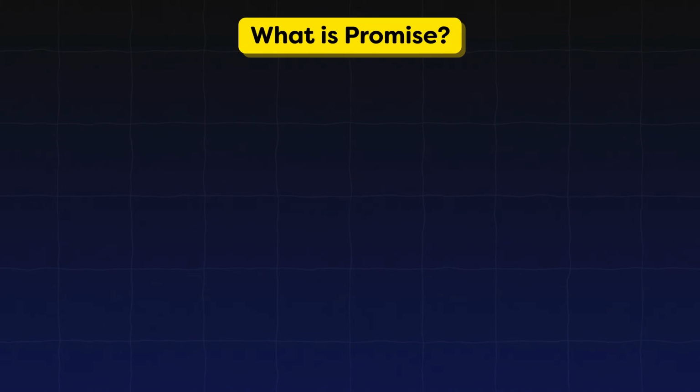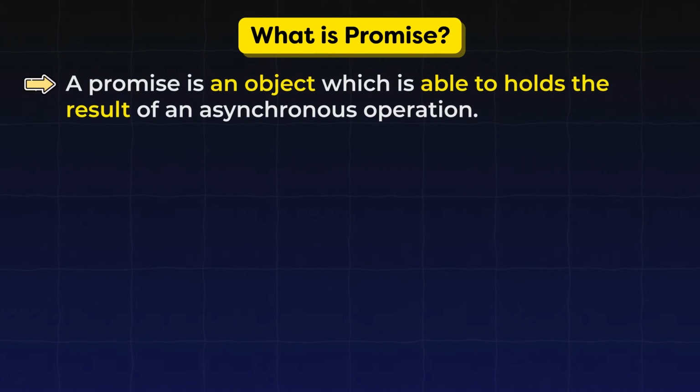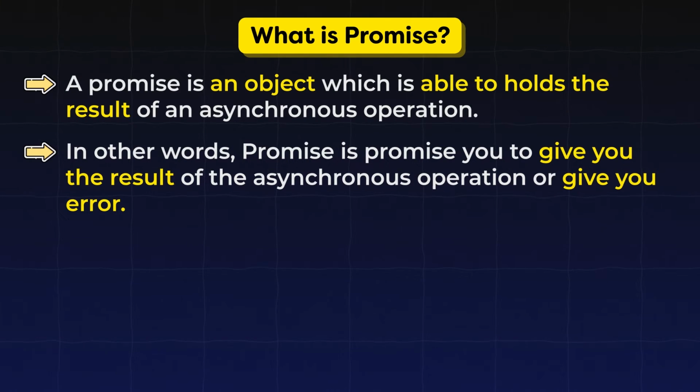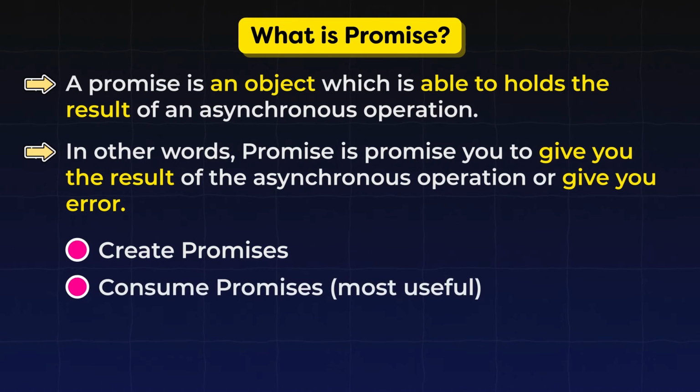So what is a promise? A promise is an object which is able to hold the result of an asynchronous operation. In other words, a promise promises to give you the result of the asynchronous operation or give you an error. Now let me explain promise with an example. First, we create a promise and then we will see how we can consume that promise.